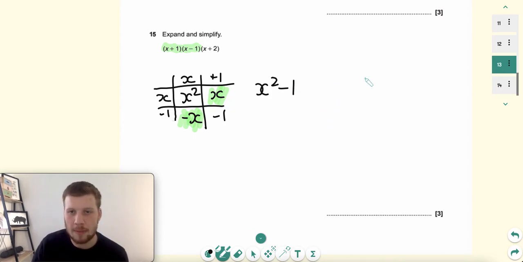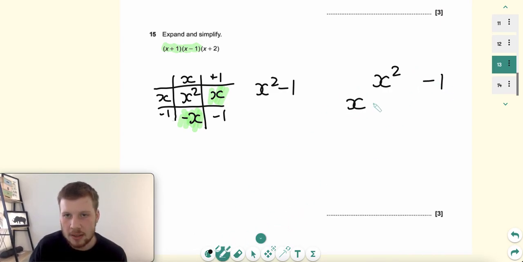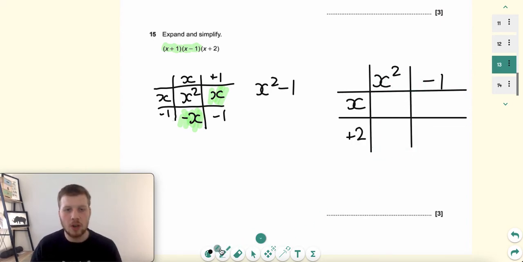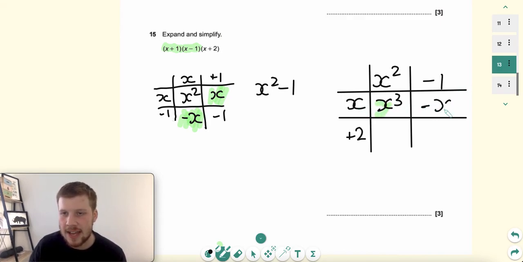Now I need to multiply that by x plus 2. Well, I get x squared take away 1, and I also have x plus 2. Expanding this out, we need to be careful when collecting like terms. This is a mistake that I've seen a lot with these types of questions, because we can't always just do this diagonal trick. This is going to be an x cubed term. Let me quickly write it in. This is going to be a negative x term, a 2x squared term, and a negative 2.